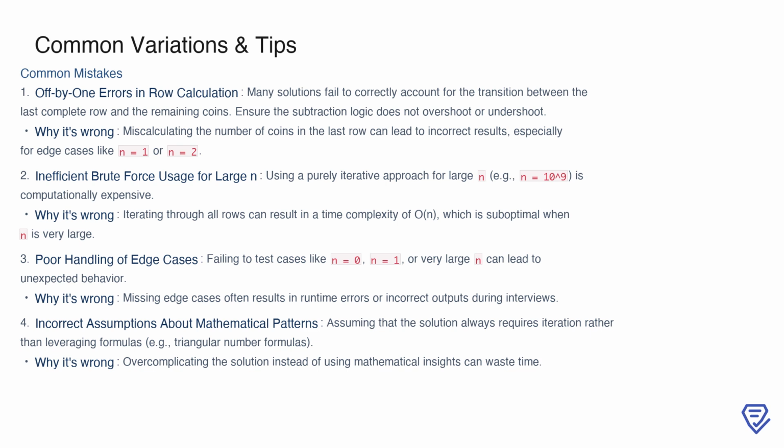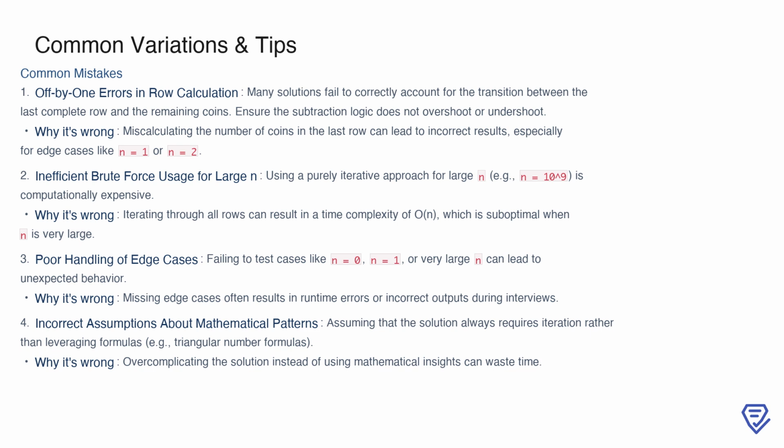or 2. Next, relying on a brute force approach for large values of n, such as 10 to the power of 9, is another pitfall. This method involves iterating row by row, which can result in a time complexity of O(n). For large inputs, this becomes highly inefficient. Additionally, many solutions fail due to poor handling of edge cases. For example, special inputs like n equals 0, n equals 1, or very large values of n need careful consideration to avoid runtime errors or unexpected outputs.